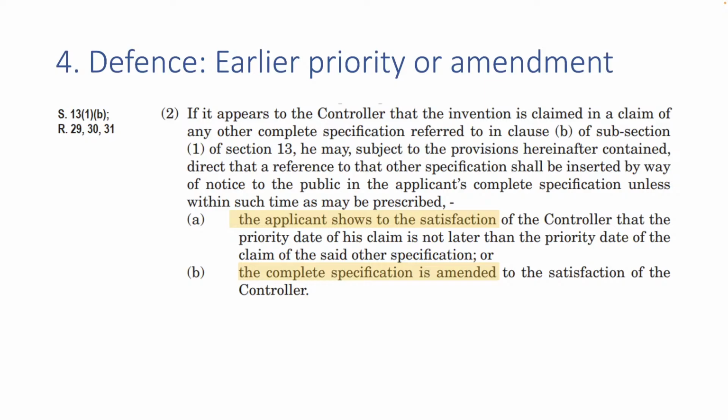So again, for anticipation under 18, which entitles the controller to have a reference as opposed to refusing the application, and there's a difference between making a reference in the complete specification and refusing the application altogether, then the response is again the same. You could either argue saying that yours is earlier, you have an earlier priority, or you can amend.